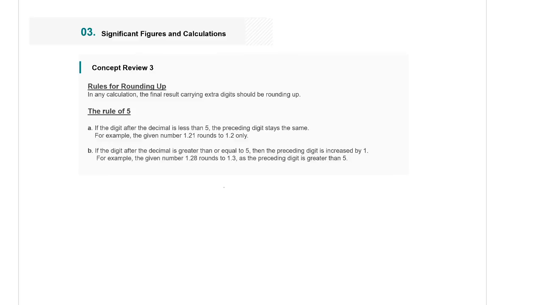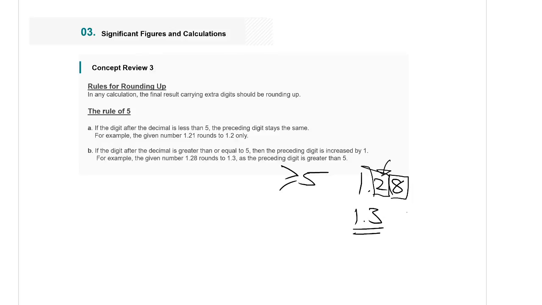So for the rounding up, there's a rule. When it's less than 5, we just keep the number the same. When it's equal to or larger than 5, we are going to increase by 1. For instance, for 1.28, we only want to keep one decimal place. That will be 1.3, because we want to keep this one over here, but the one behind that is larger than 5, so we're going to round up.